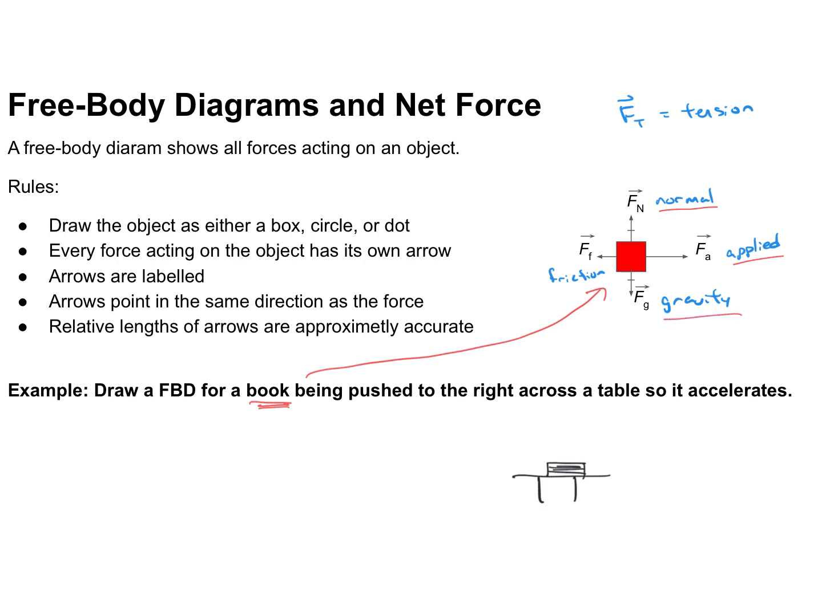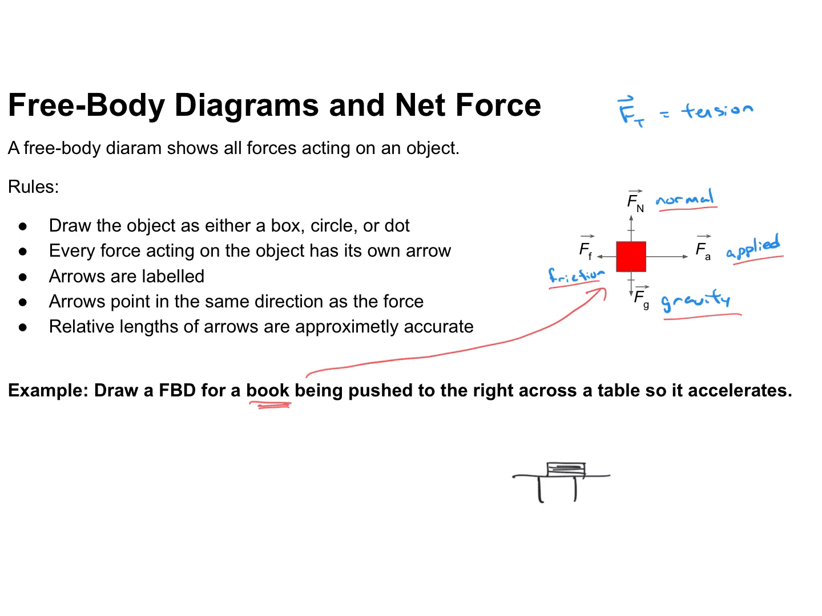Gravity is basically always going to be aiming straight down for any of these examples that are just objects on the earth. And then there will be friction. As I slide the book across the table, there's going to be friction resisting that. So I drew that in the left direction.